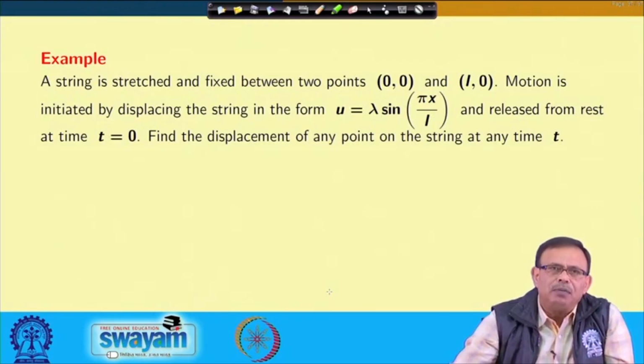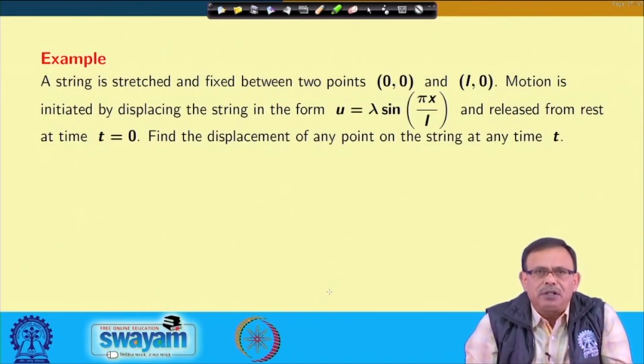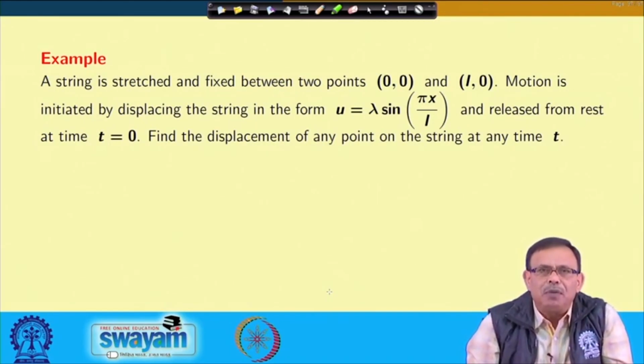Let us take another problem. A string is stretched and fixed between two points (0,0) and (L,0). Please note this: it is stretched and fixed between two points (0,0) and (L,0). Motion is initiated by displacing the string in the form u equals lambda sin(pi x by L), and released from rest at time t equals 0. I have to find the displacement of any point on the string at any point of time t.